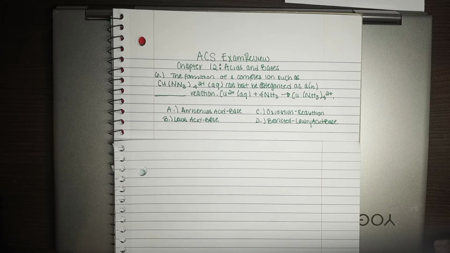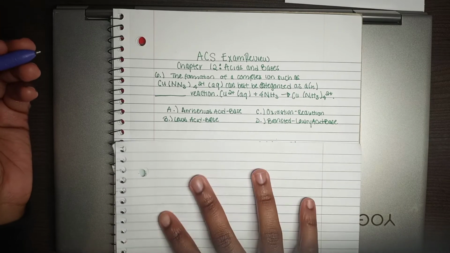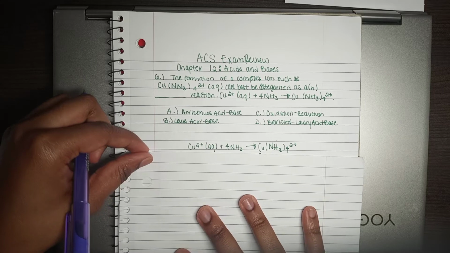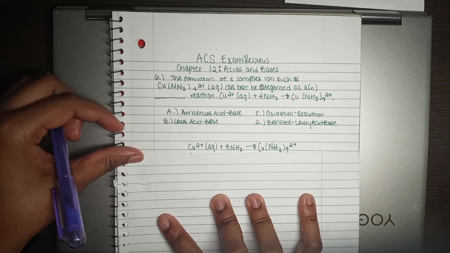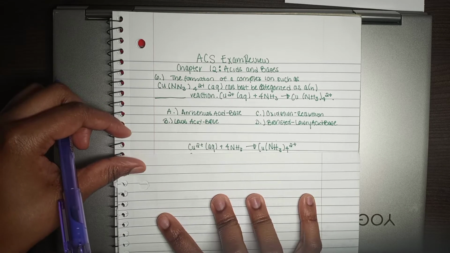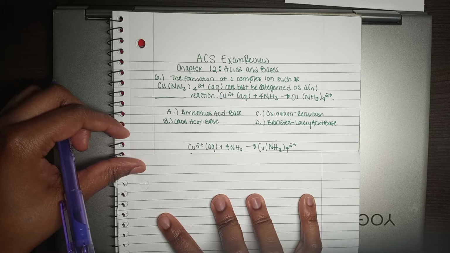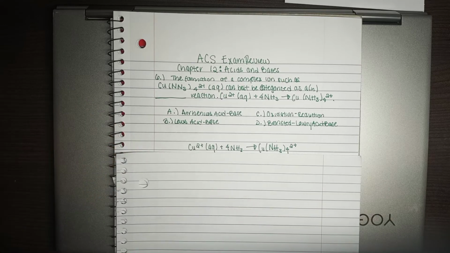So after looking at our equation here, you can clearly see that there is no OH negative or any positive hydrogen. There's not both inside of our reaction. So yes, we'll cross out our Arrhenius acid base as an option.